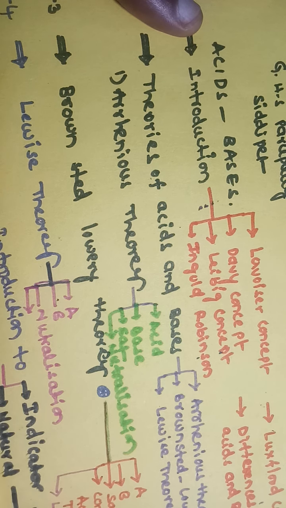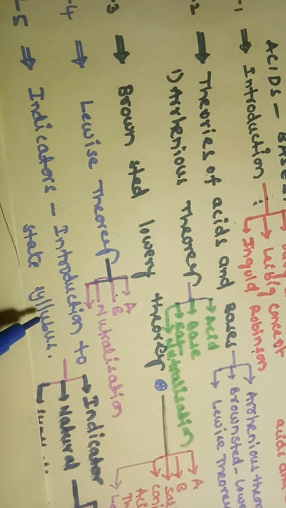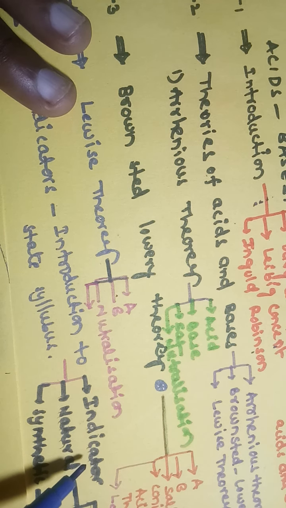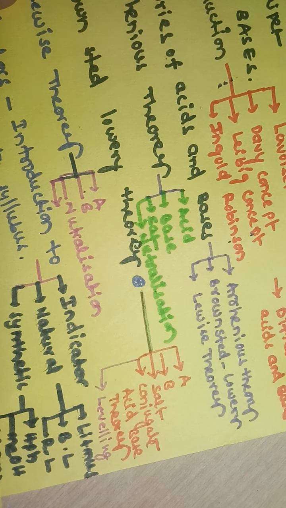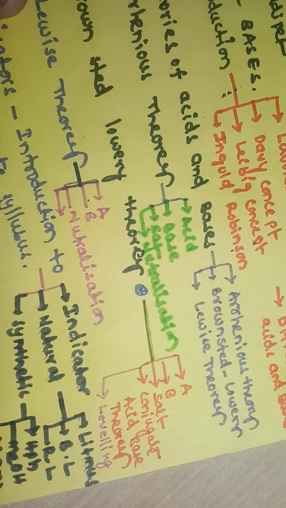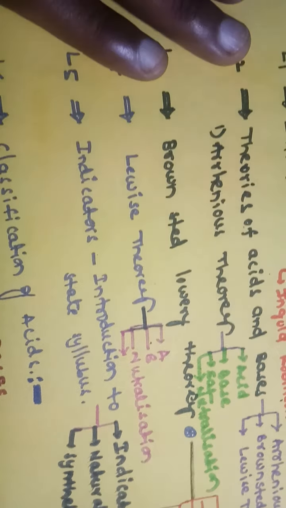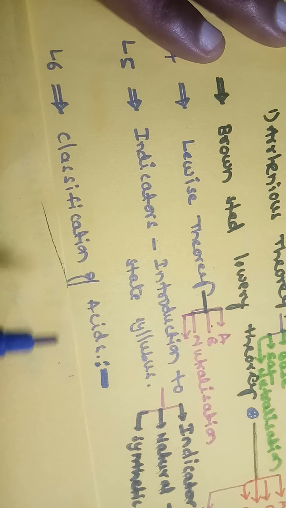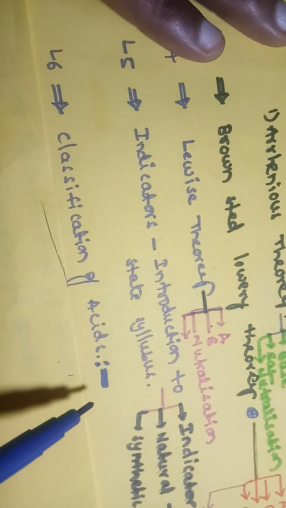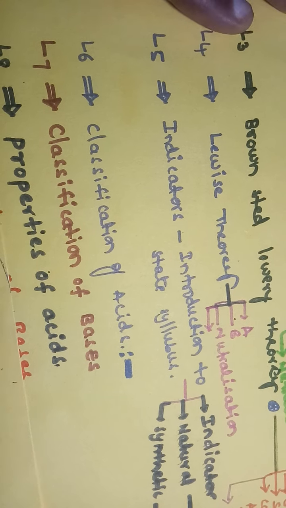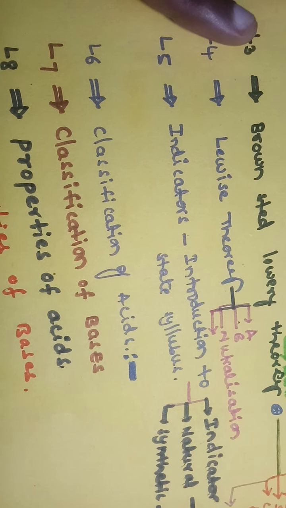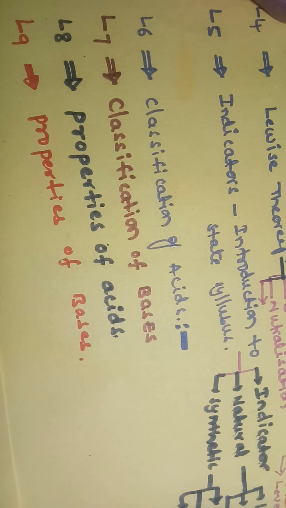In lecture number 5, we discussed the introduction to the state syllabus of Telangana and indicators. What is meant by an indicator, and natural indicators: litmus, blue litmus, and red litmus. Synthetic indicators and their color changes: methyl orange, phenolphthalein, and bromothymol blue. After that we entered into classification. Lecture number 6, classification of acids based on different concepts. Next, classification of bases. Lecture number 8, properties of acids. Lecture number 9, properties of bases.